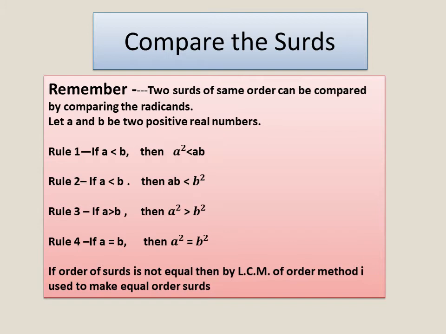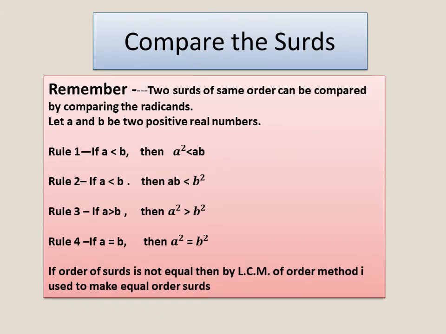If the order of the surds is not equal, then the LCM of the orders method is used to make the surds of equal order. That means if the order of the surds is not the same, first we make the order equal and then only we solve the sum.